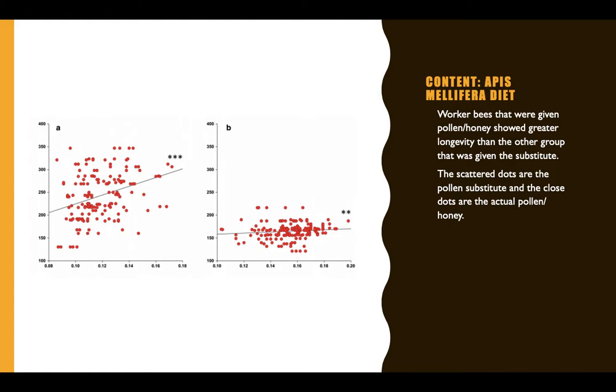that they gave the substitute for pollen and honey, which, as you may guess, isn't as natural as giving them actual pollen and honey, which was on the right, the B group. And you can see from that graph that all the dots are really close together, which shows longevity in the ones that were given the natural honey.